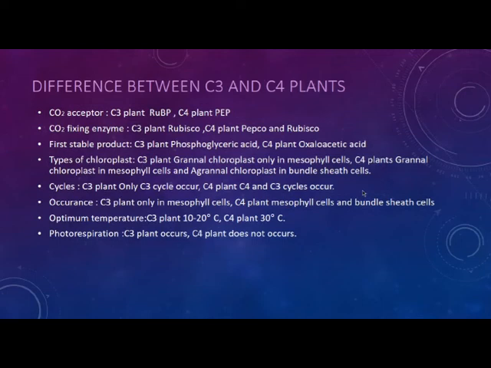The cycles that take place in both plants: in C3 plants only the C3 cycle occurs; in C4 plants the C4 cycle occurs, and the C3 cycle also occurs. That is the Calvin cycle or dark reaction. Occurrence: in C3 plants the cycle occurs only in mesophyll cells, while in C4 plants it occurs in mesophyll cells as well as bundle sheath cells. Optimum temperature for C3 plants is 10 to 20 degrees centigrade, and for C4 plants it is 30 degrees centigrade.